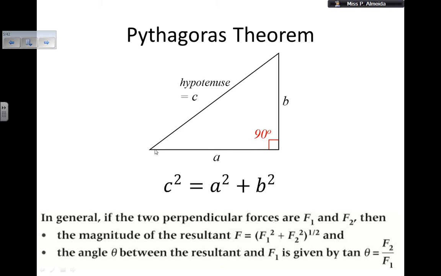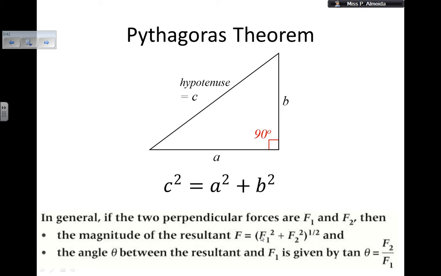So imagine that I call this side A, the adjacent side, this side B, the opposite one, and this one C, the hypotenuse. Okay, the relationship that Pythagoras figured out is that C squared, so hypotenuse squared, is equal to A squared, the adjacent one, plus B squared, the opposite one. Okay, so in general, if I have two perpendicular forces, if you think just about adding vectors A and B, the resultant force is going to be the square root, because I would have here F squared equals F1 squared plus F2 squared.